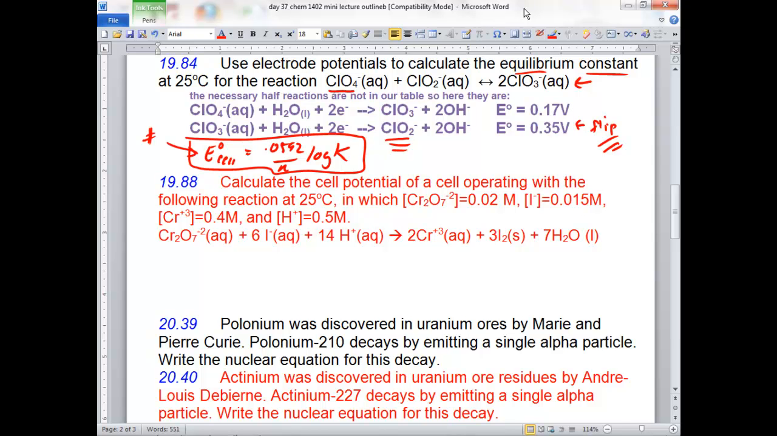Okay, did you see how to start on 88? What equation are you going to use on 88? The one with the Q in it. Yeah, the E cell. What was it? E cell equals E0 cell minus 0.0592 over n log of Q. That's the one you're going to use, because it's not standard concentrations. Standard temperature, but not standard concentrations.